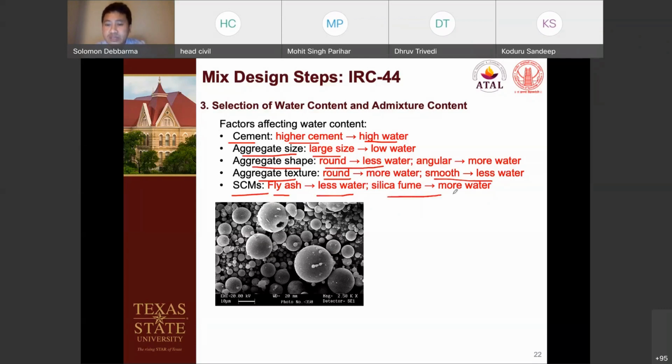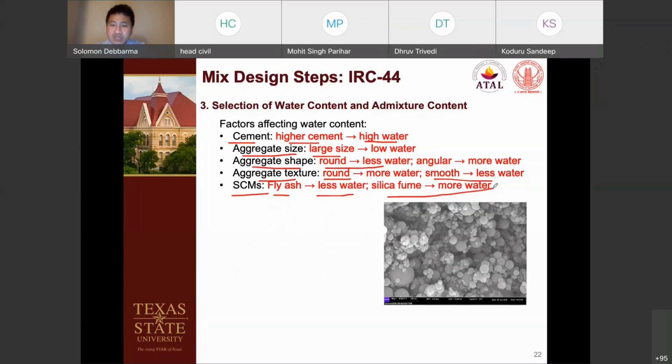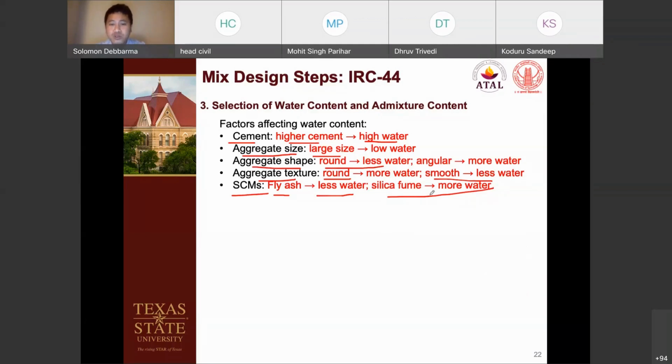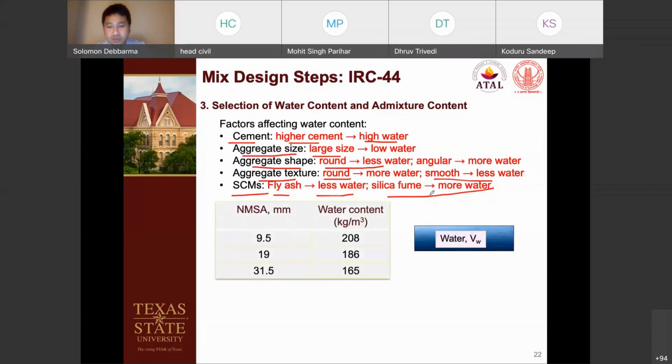But silica fume has the highest specific surface area, more than 20,000 square meters per kg. In that case, the silica fume attaches to the cement grains, and these cement grains act as a barrier and impede the diffusion process. Which means that if the surface area increases, we will need more water. So yes, the ACMs also have an effect on the water, and based on the nominal maximum size, we can select our water content.